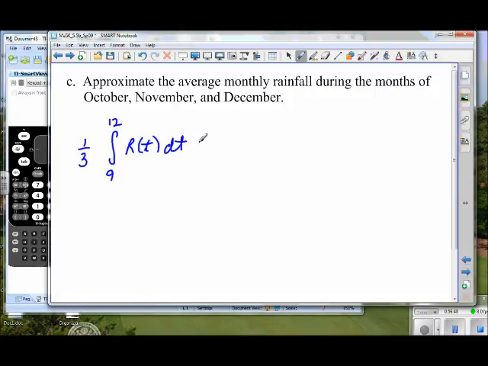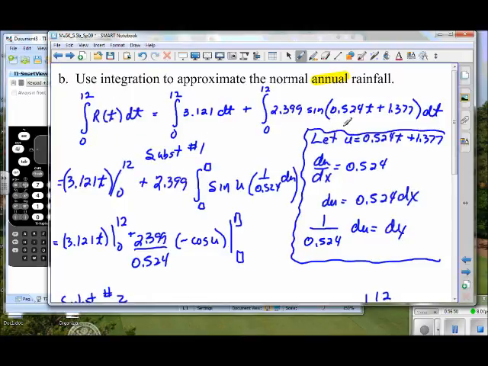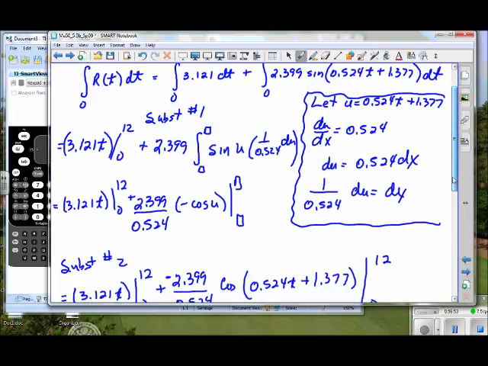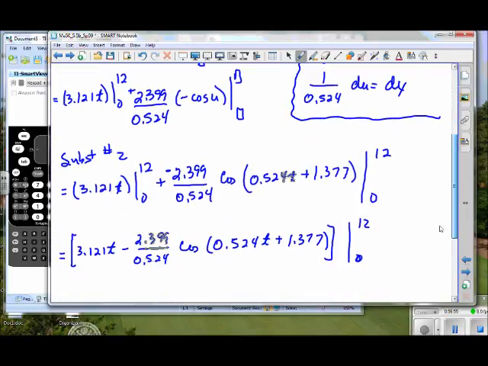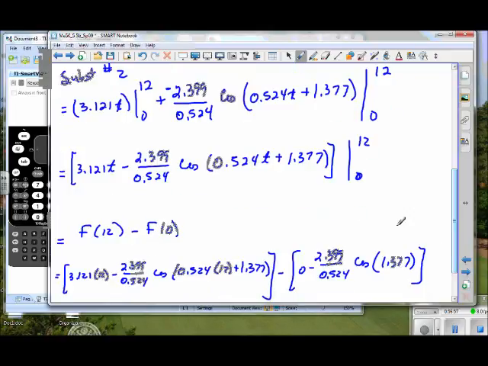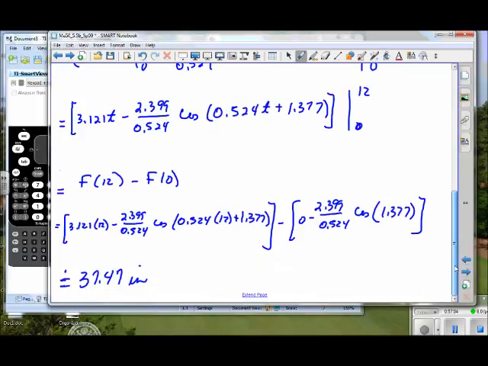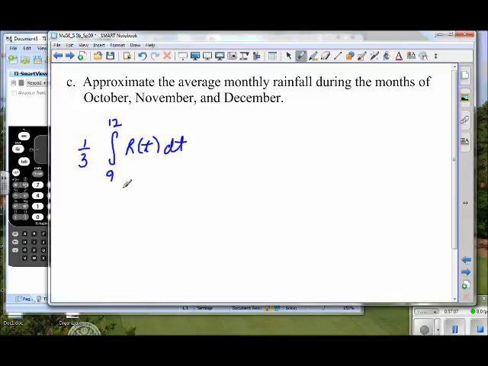If you're looking at that, what we would do in our work we have back here, once we have found the antiderivative, is just use f of 12 minus f of 9. And we use the very same work we have here, and we would come up with 1/3 times 13, or approximately 4.33 inches is the average monthly rainfall for those 3 months.